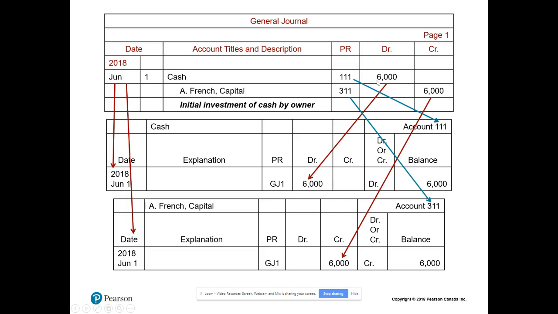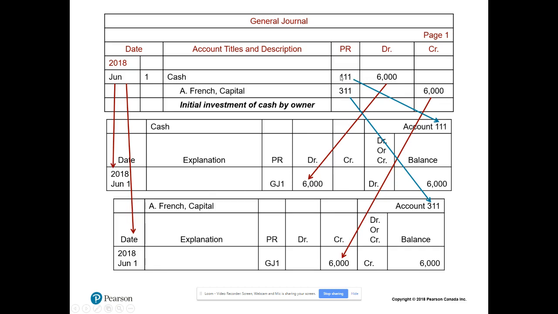So what I do is I say $6,000 is going to go to the cash account. I go to the general ledger. I find my cash card, my cash ledger account. I see it's account number 111. Perfect. I record 6,000 into the debit column. Debit, debit. Good. I say where it came from. It came from general journal page 1. Happened on June the 1st. Okay. And where is it going to? Well, it's going to account 111. So then I go back and say account 111.